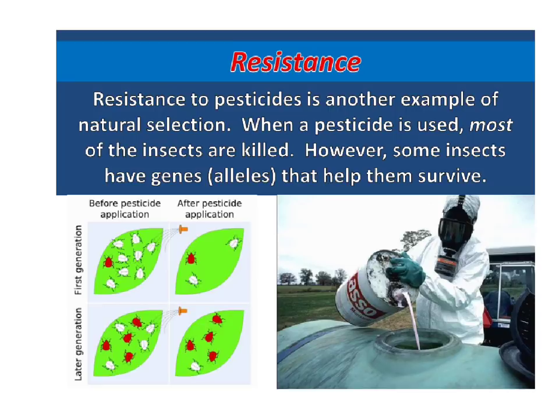Okay, so let's talk about resistance to pesticides. First, pesticides, of course, everybody knows when you have a bug, an insect in a place that you don't want it, usually in your house or in your garden or something, you can spray that bug with a chemical that we call a pesticide in order to kill it. When a pesticide is used, most of the insects are killed. However, some insects naturally have genes or alleles that help them survive.